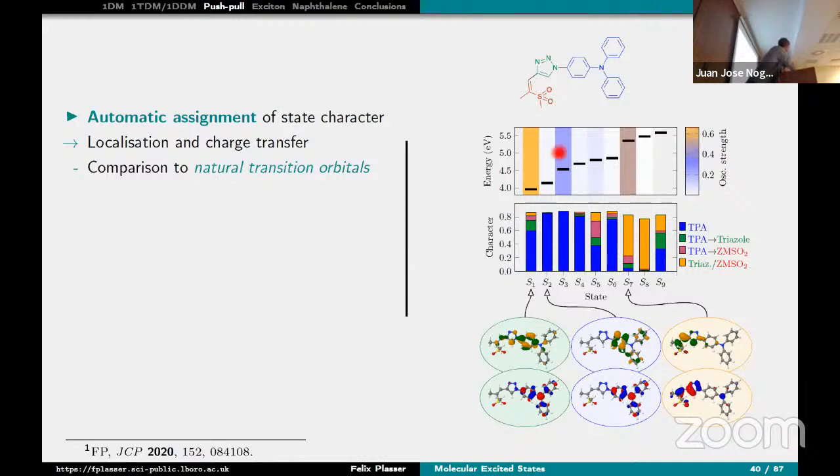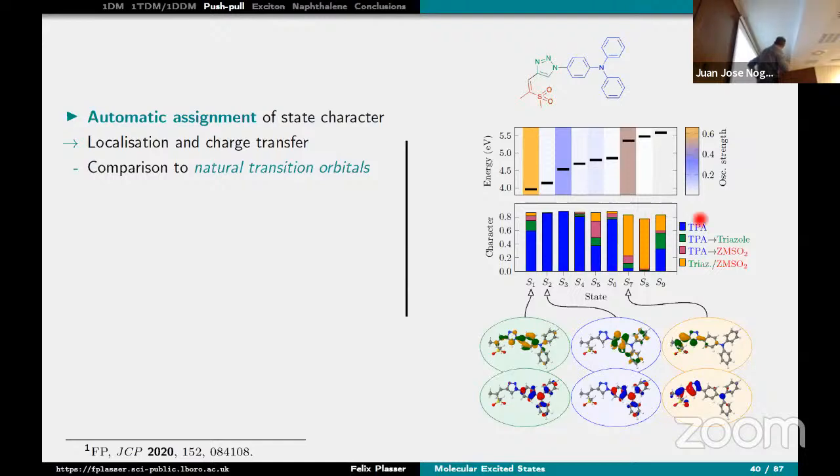So in the first part, you have the excitation energies. The black line gives you the excitation energy. And then we can use the shading for the oscillator strength. So the bright state is orange: the first state is bright, then this state is also a bright state, and the third state is reasonably bright, and all the other states are dark.